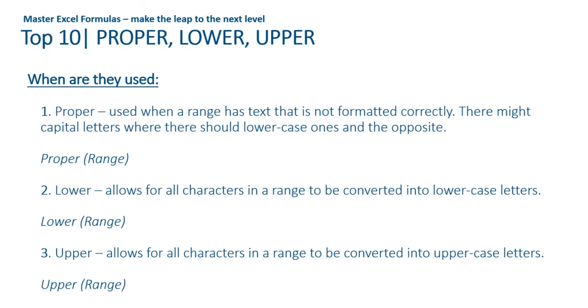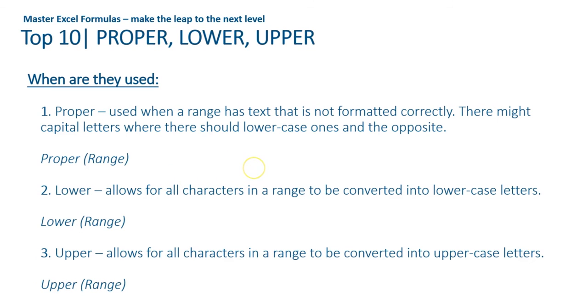The structure, again, very easy. We just need to select the range. Lower is basically what it does: once we select the range or the cell, it will convert all letters, all characters, into lowercase letters, really. Whereas upper does the opposite.